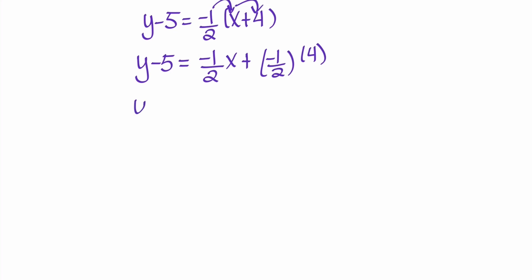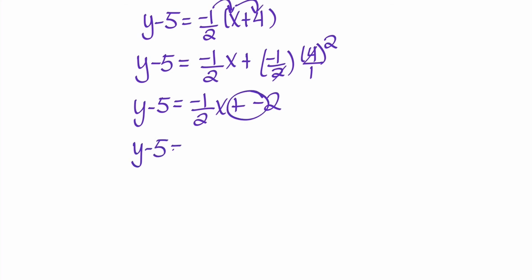So now we have y minus 5 equals negative 1/2 x plus, so let's do negative 1/2 times 4. So negative 1/2 times 4 is 4 over 1. So this will reduce, leaving me with 2. So we have negative 1 times 2, which is negative 2. So that plus negative, now I'm going to go ahead and combine. So we have y minus 5 equals negative 1/2 x plus negative 2 is going to turn into a subtraction. So we have minus 2.